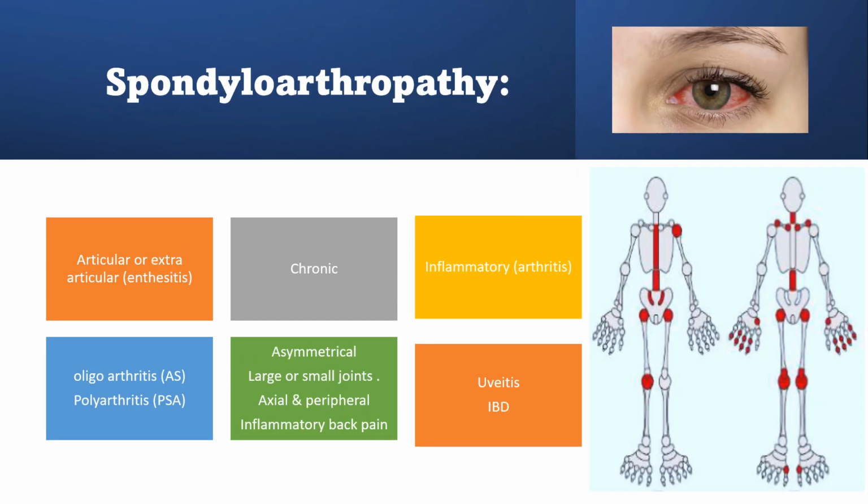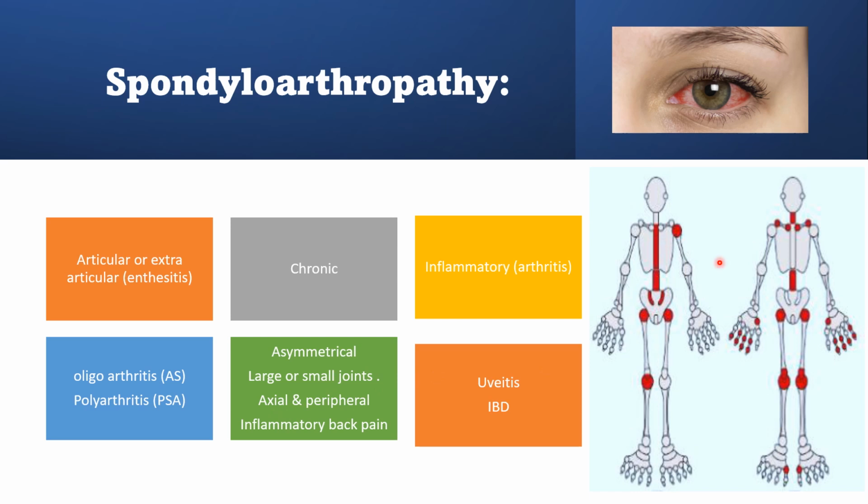In spondyloarthropathy, joint involvement may be articular or extra-articular, like the enthesitis, as we mentioned before. It's of course chronic. It's mostly inflammatory. Typically the number of joints is oligoarticular in ankylosing and axial SpA. However, it may be polyarthritis in psoriatic arthritis. The joint distribution is typically asymmetrical in spondyloarthropathy. However, in psoriatic arthritis, it may be symmetrical.